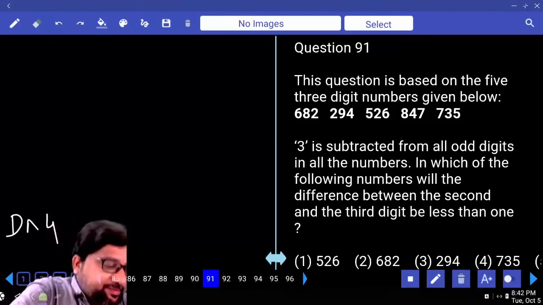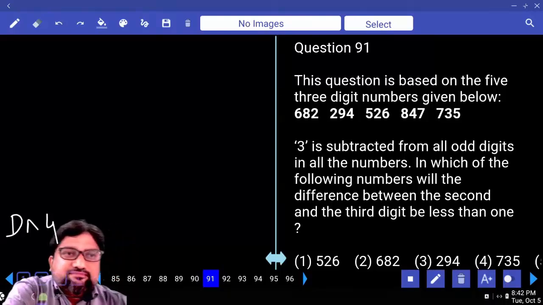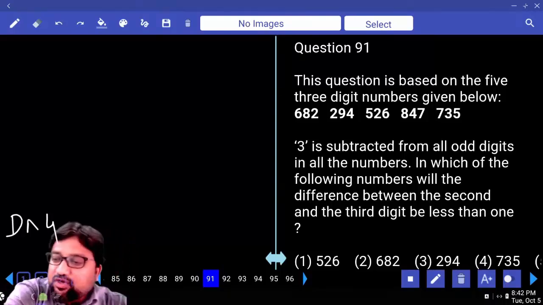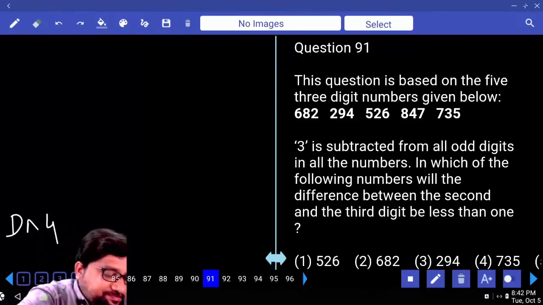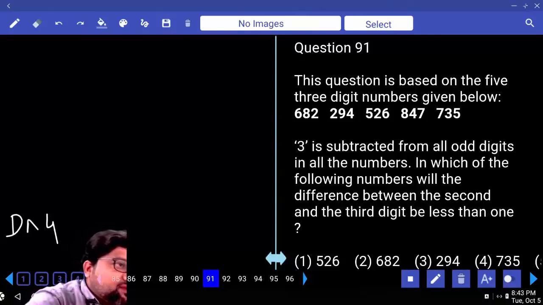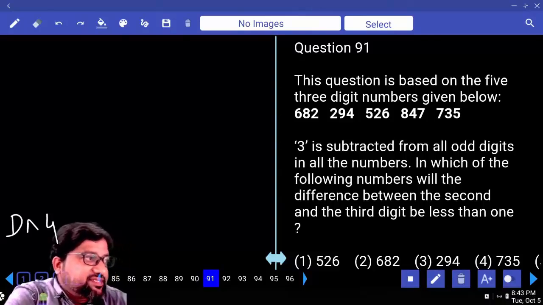Will you use pen and paper for these questions? So how will you solve these questions? Try to understand these questions. How will we solve these questions?